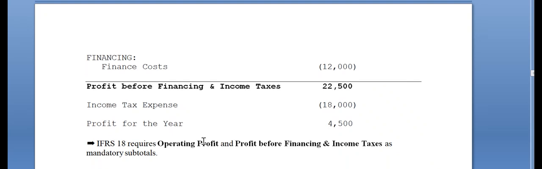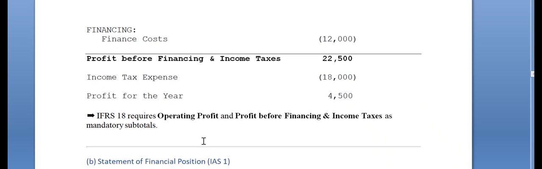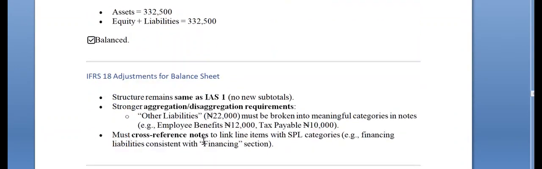If they ask you to present it in line with IAS 1, this is how you just do it. If they say you present it in line with IFRS 18, this is how to do it. Do you understand it now? Any question? Yes, sir. Hello, sir. The IFRS 18, when is it coming to life? I mean, to be used in organization implementation.